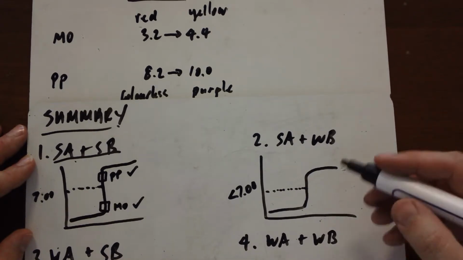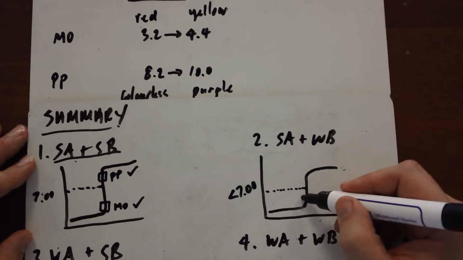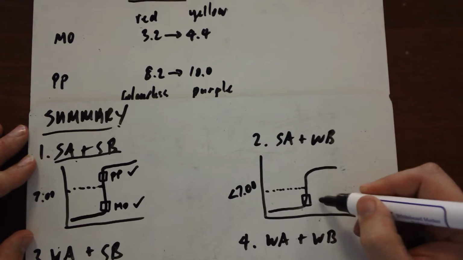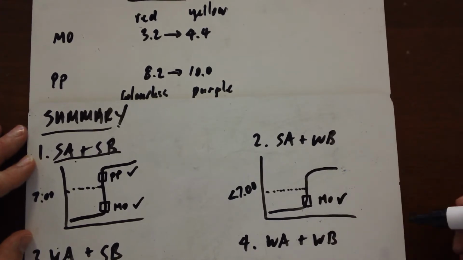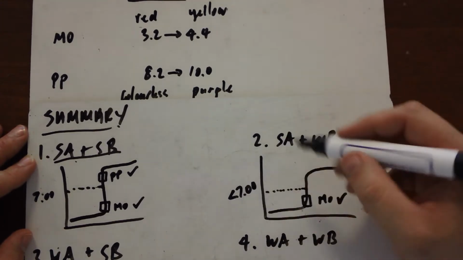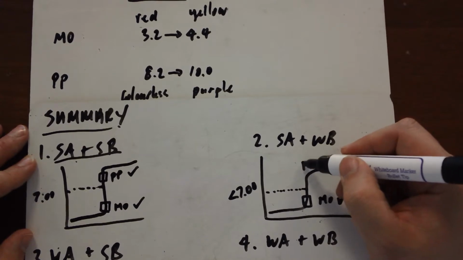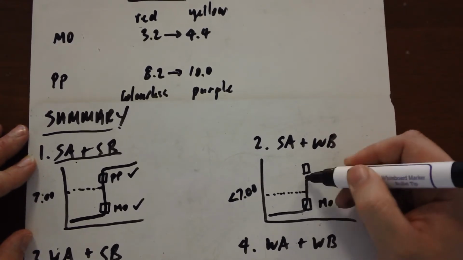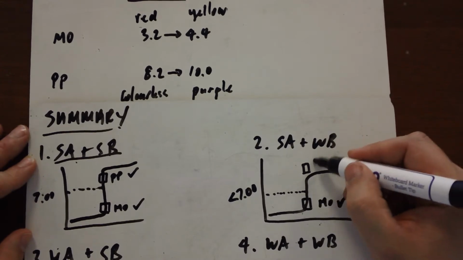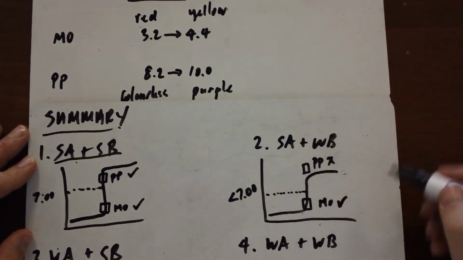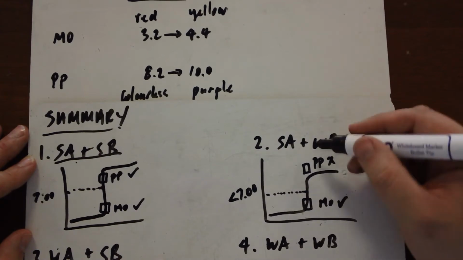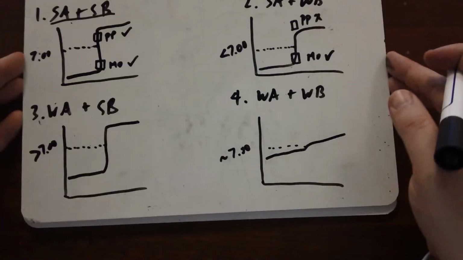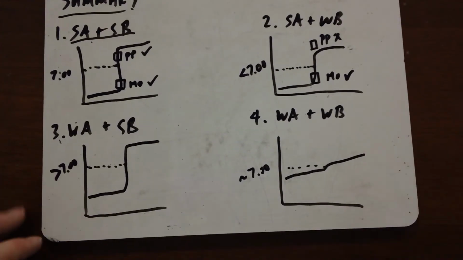Strong acid, weak base. Again, if we plot the MO on there, roughly there, we would definitely see a colour change with the methyl orange. However, plotting the phenolphthalein, you do not see an overlap between the phenolphthalein and this big step up here. So phenolphthalein would not be a good indicator to use for this combination. Have a look at the other two.